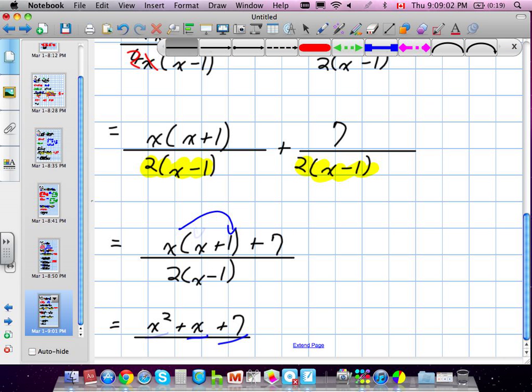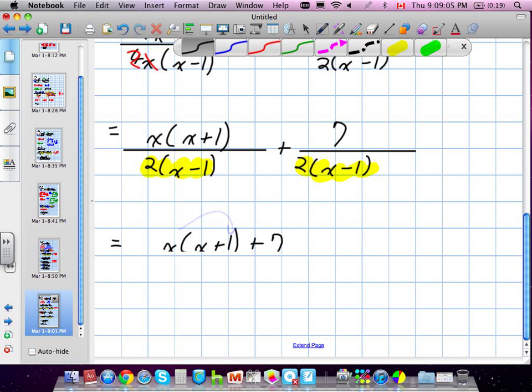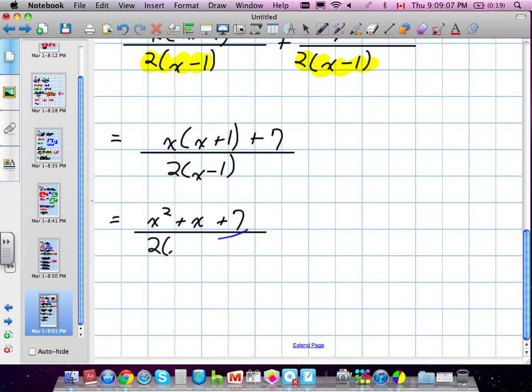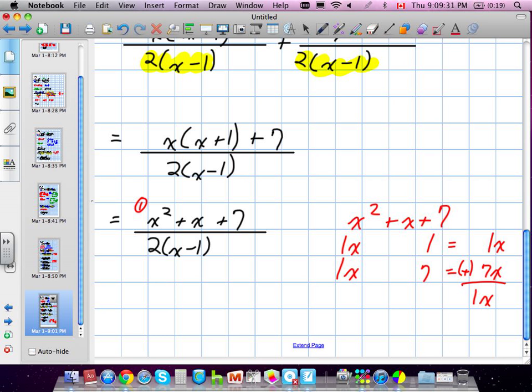Divided by, still our denominator, 2x minus 1. Now, this is a quadratic, so we're going to try to factor it and see if we can get anything out of it, okay? It may not be the case, but let's find out. Factors of the first one are 1x and 1x. Factors of the last guy are 1 and 7. I get the feeling we're going to get something here. When I multiply, I get 1x and 7x. Can I do anything? No, that doesn't work. All right?